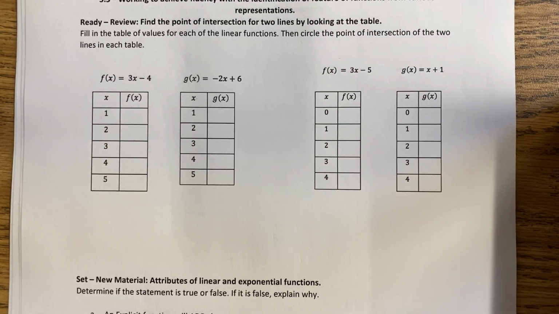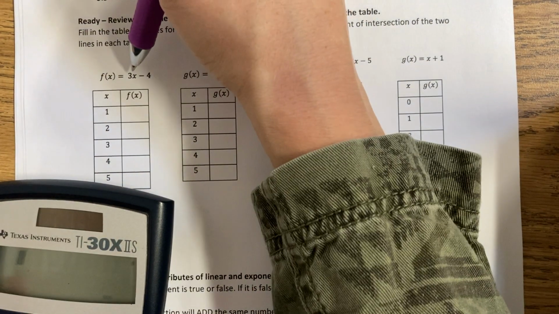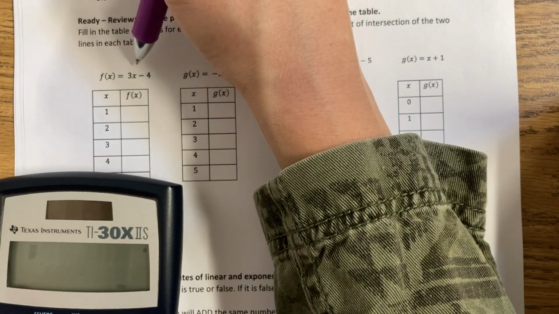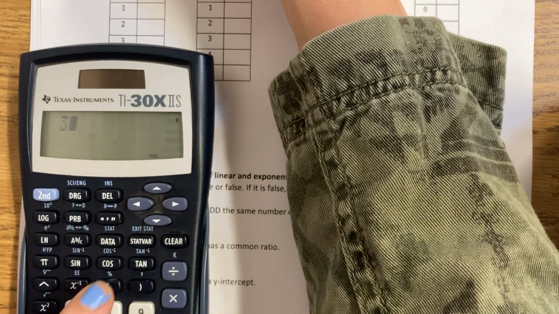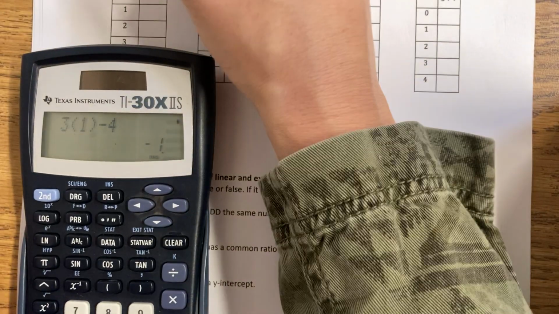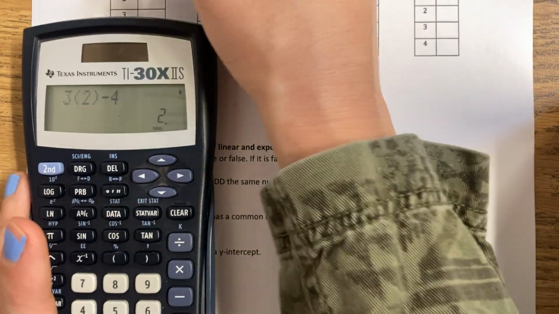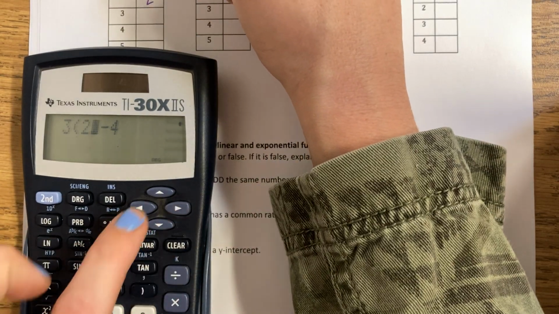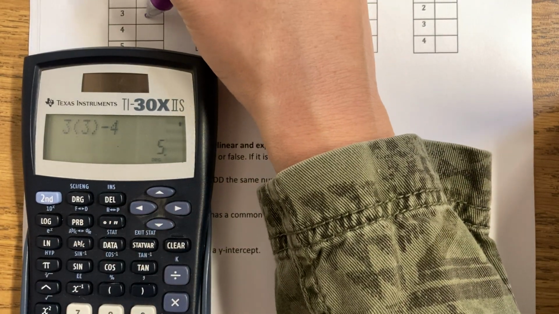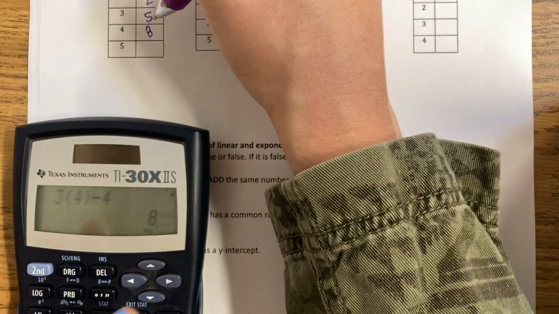For our first example, we are going to be plugging in values to make our tables. I have 3x minus 4, so as I enter in, I'll do 3 parenthesis, plug in a 1, minus 4, plug in a 2, plug in a 3, 4, and a 5.